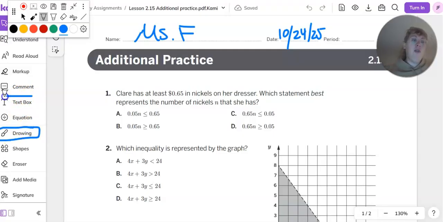And you're going to use these drawing tools. You can use the text tool, the markup tool, anything that feels good to you. Here's the eraser if you need to erase anything.